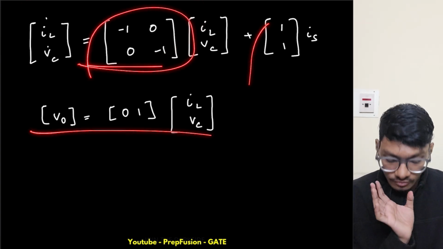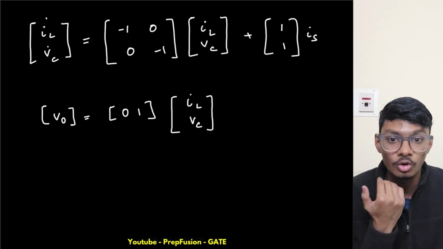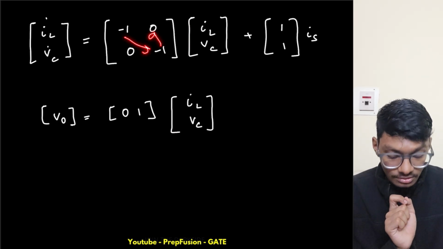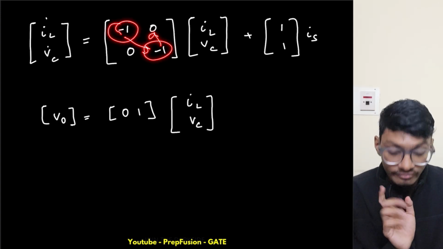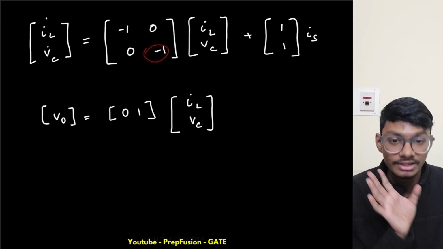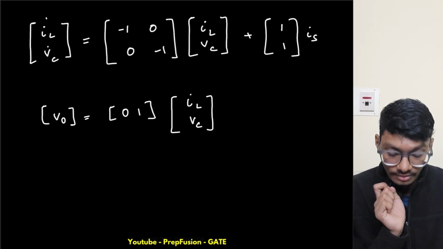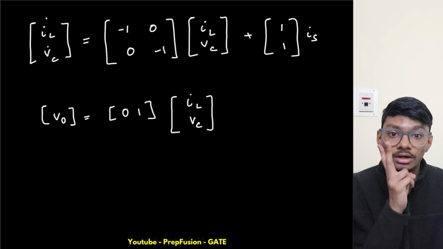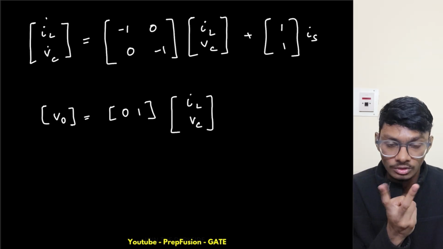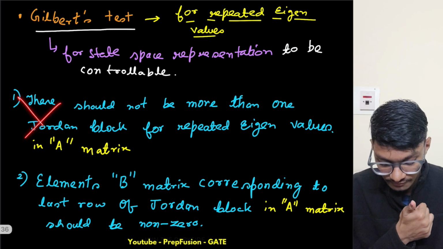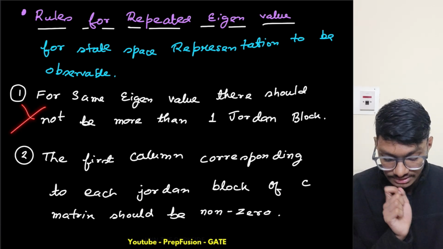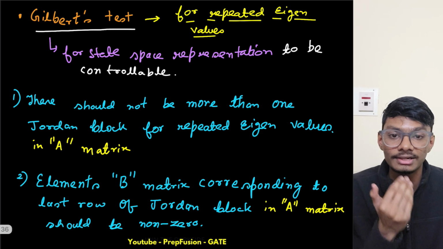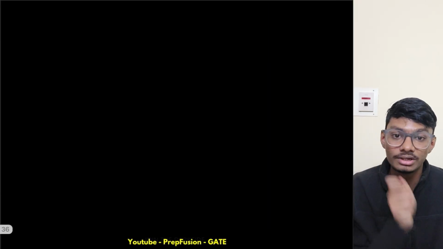When you write this, you find a matrix and you see how many Jordan blocks I have. I am going along the diagonal direction. I don't see a 1 above. I have repeated eigenvalues, and for that same repeated eigenvalue, I have 2 Jordan blocks. If I have 2 Jordan blocks for the same repeated eigenvalue, the first condition of Gilbert's test isn't satisfied for both observability and controllability. Then I can directly say my system won't be controllable and observable.